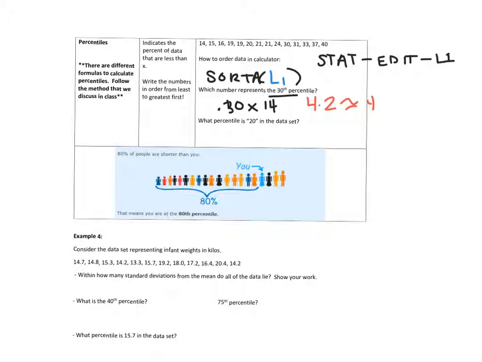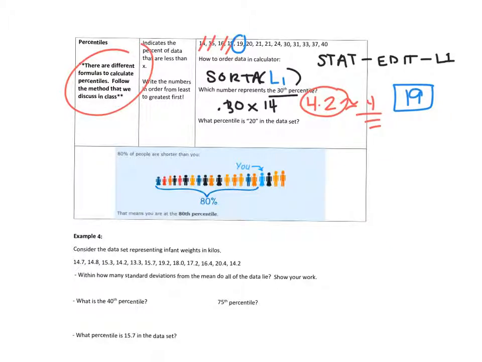So what that means is you're going to cross off 4 numbers. You're going to round just like normal rounding rules apply. I know there are different formulas to calculate percentiles, but follow this method that we use in class. There are different methods, but this is the method that is in our text. So I'm going to cross off 4 of them, and this 19 represents the 30th percentile. So 19 is in the 30th percentile.